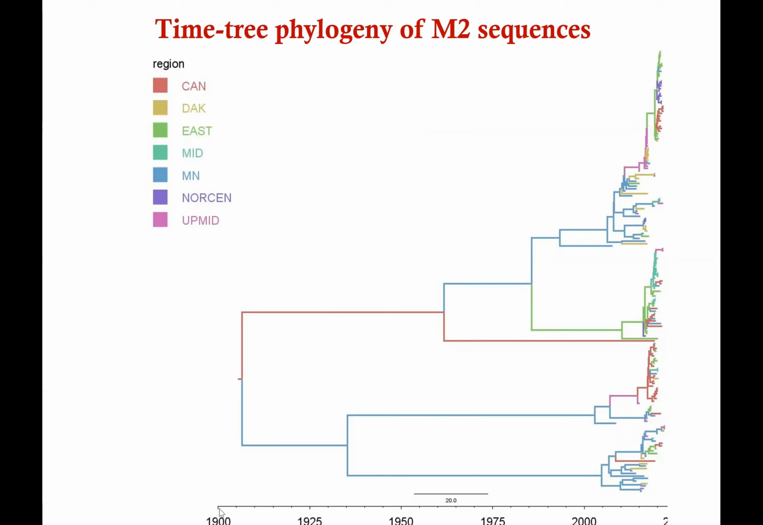If you see here, the horizontal axis is the time to most common ancestor. Focus on these groupings, mainly on the nodes. At each particular node, there is no one particular type of color. That means we did not see any geographical clustering. So we cannot say that these are isolates from Minnesota or these are from North Carolina. All are mixed together.